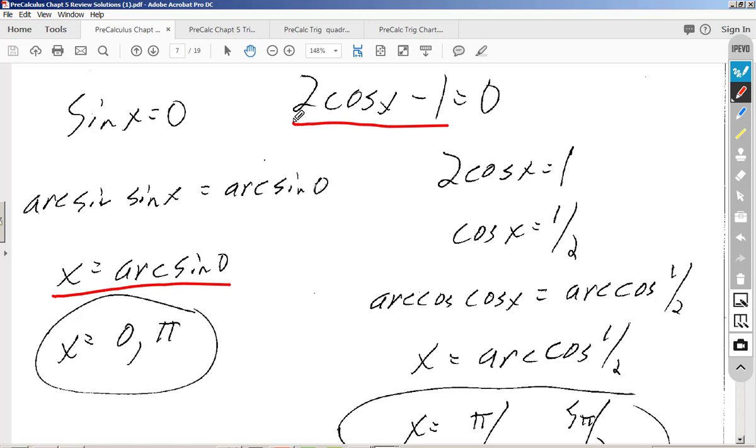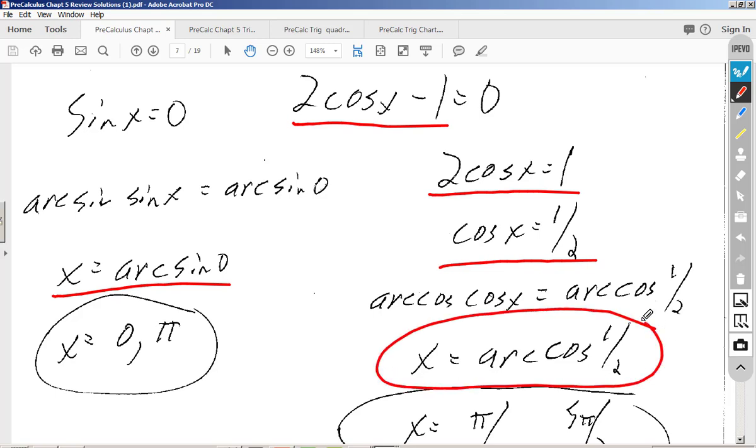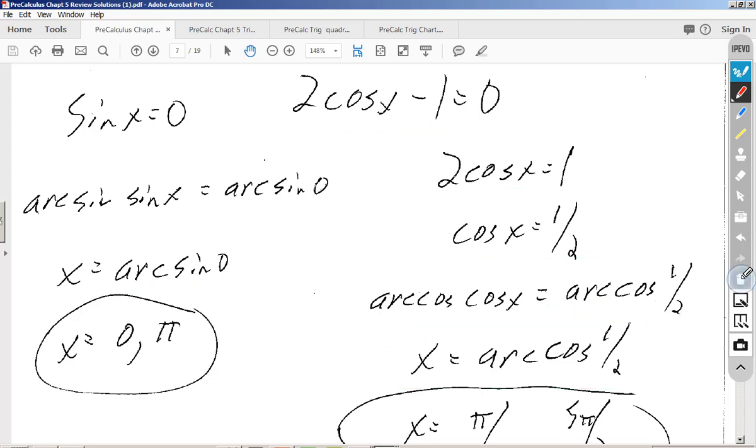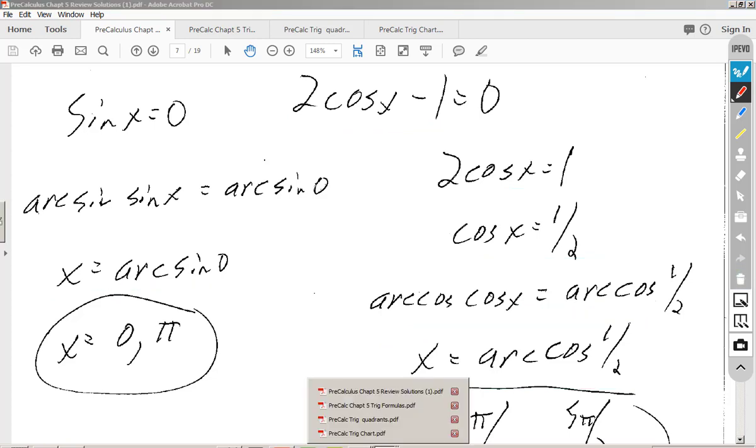So I got 2 cosine of x minus 1 equals 0. So I'm going to add 1 to both sides, and then I'm going to divide by 2. So I get the cosine of x equals 1/2. So I arc cosine both sides, and when I do that, I get x equals the arc cosine of 1/2. So those are the two answers that I'm looking for on my chart. I'm looking for the arc sine of 0. I'm also looking for the arc cosine of 1/2. So I'm going to go to my chart.